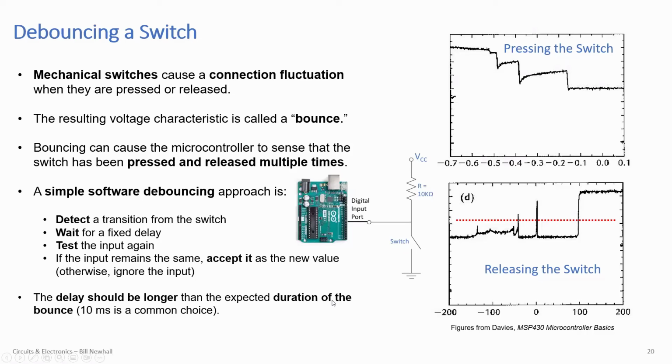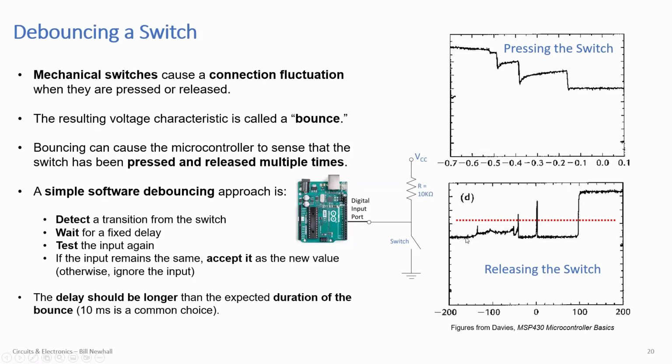Now, if you have some kind of hardware implementation where you can't program in some kind of software debouncing routine, what you can do is put a low pass RC circuit like the one you talked about, or experimented with in lab. You did some measurements on it.